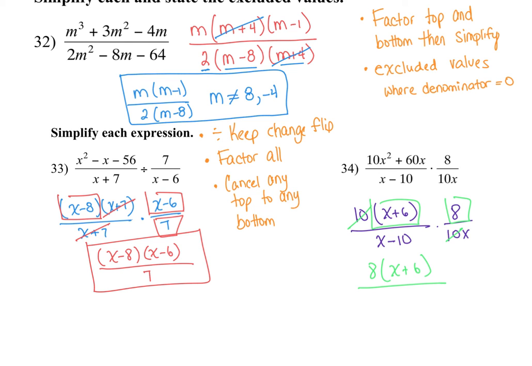On bottom, I actually took out a 10x, so we're going to cancel him too. On bottom, this x and x will cancel, so I have just the x minus 10, and I am done. So 10x and 10x canceled. Nothing else really cancels there. And I am making sure that I've accounted for every piece of it, and you are finished.